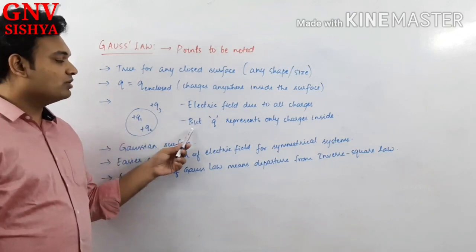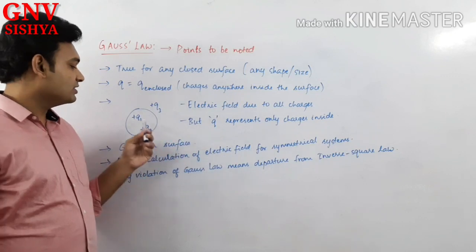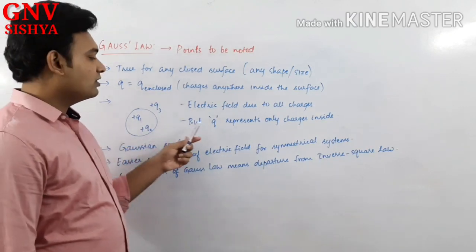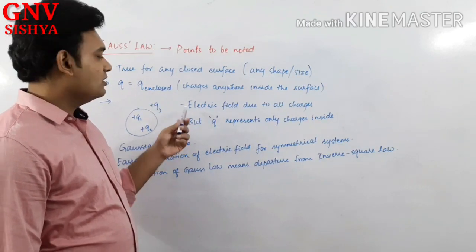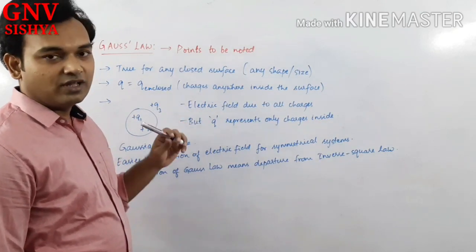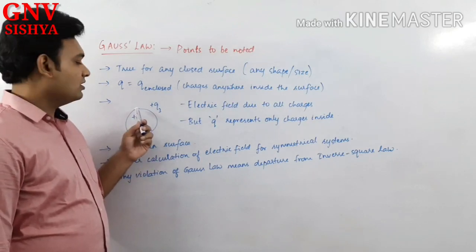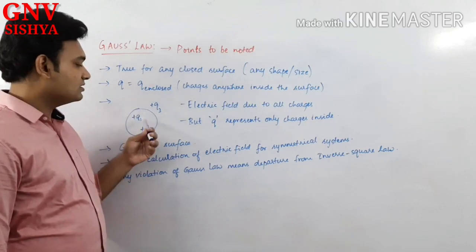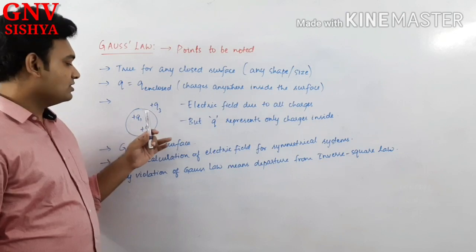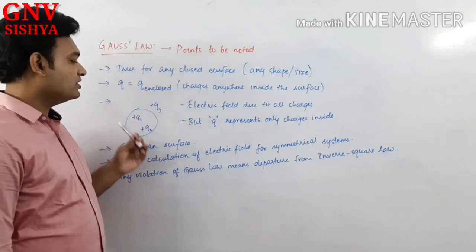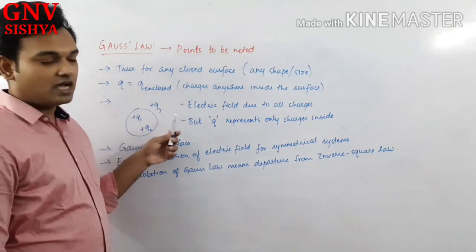Okay, so when you take the charge q, it represents only the sum of q1 and q2 for this example, right? So it includes only q1 and q2. But when you calculate the electric field crossing this particular surface, the electric field due to all these charges will actually be because of q1, q2 and q3. So the electric field in this region will be due to all the charges.